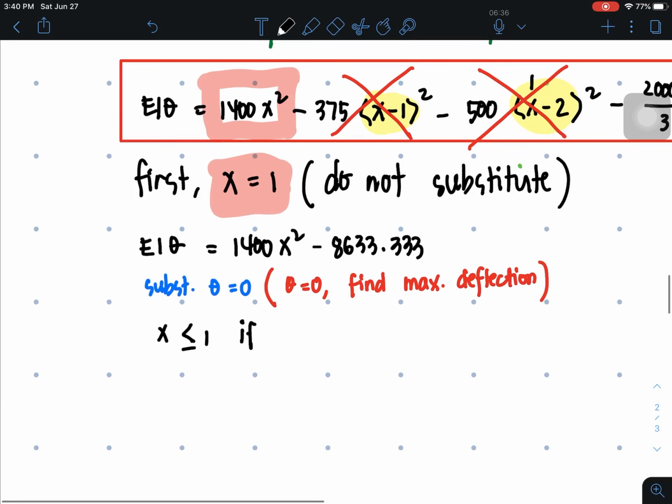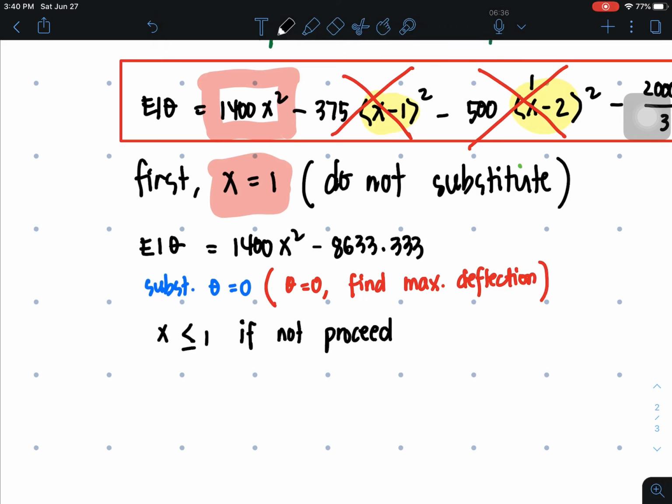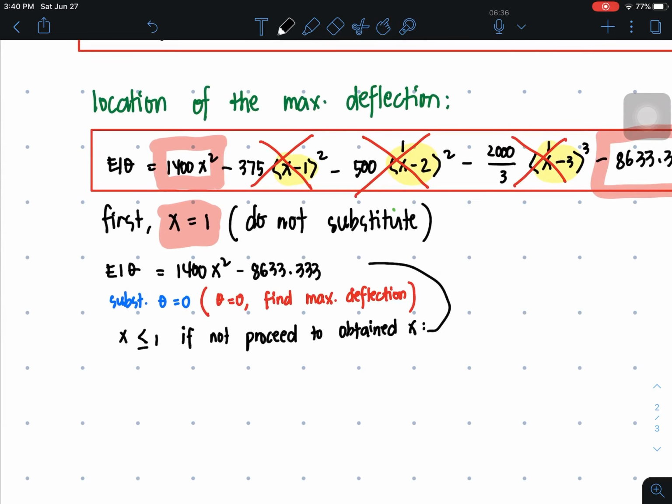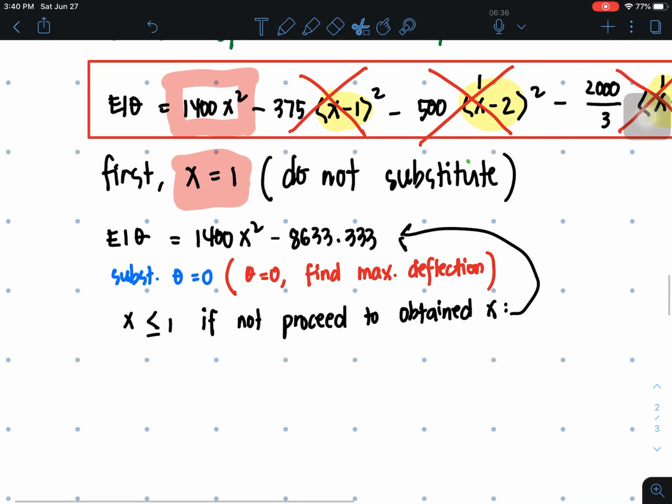If not, proceed ta sa kung unsay gihatag na x. Proceed to obtain x. Asa nga obtained x? Here. Mao na ato ang boundary line. So, with that, ato ni siyang kopyahon balik.